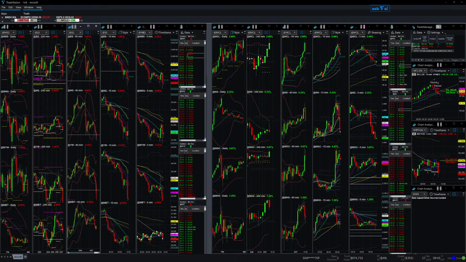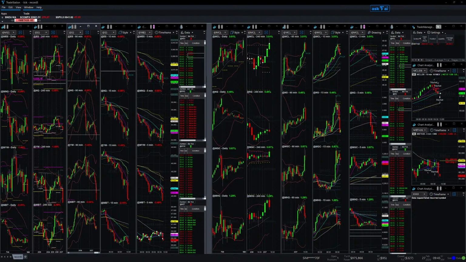More selling to come. I don't know, buyers keep jumping in here. They're holding the bid. That wasn't the most convincing print of new lows. Okay, keep an eye on that.